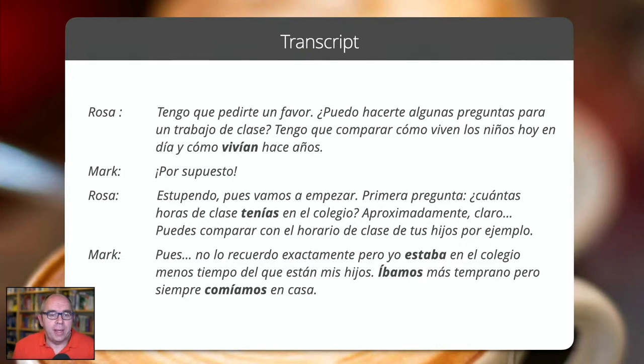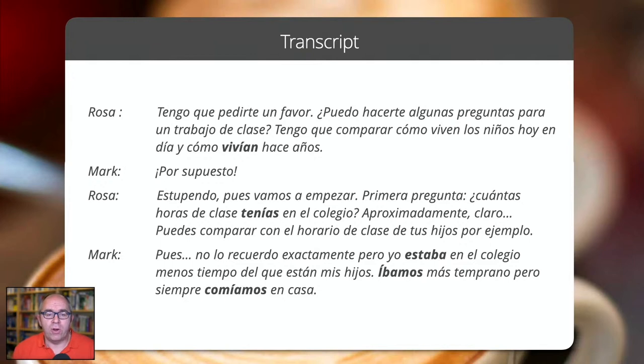Rosa then says, estupendo, pues vamos a empezar. Great, let's begin. Primera pregunta. ¿Cuántas horas de clase tenías en el colegio? How many hours of class did you used to have at school? Aproximadamente, claro. Approximately, of course. So tenías, from tener, again, is an ER verb. Tener is obviously one of those verbs that we think, oh, alarm bells. It's an irregular verb in normal situations. But of course, the great news is, in the imperfect, it's regular. So tenías, from tener, did you have, did you used to have, that kind of thing.